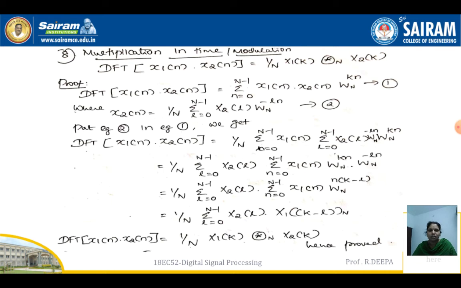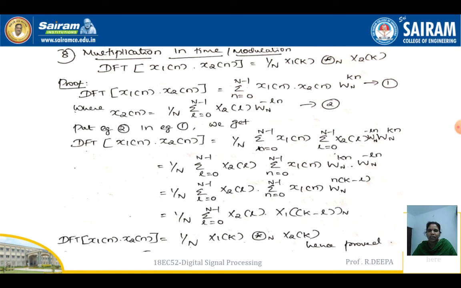So how are we going to prove it? In order to prove, I am going to start with the left hand side. The DFT of x1 of n into x2 of n, based on the definition of DFT, is summation 0 to n minus 1. Instead of the x of n sequence, we replace it with x1 of n into x2 of n into Wn power of kn. And it is named as equation 1.